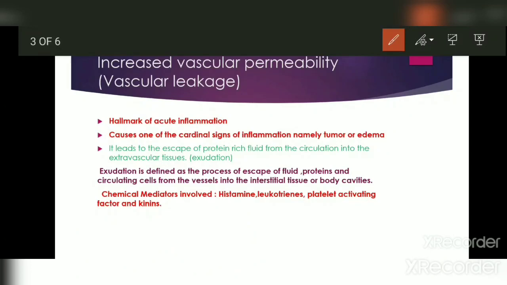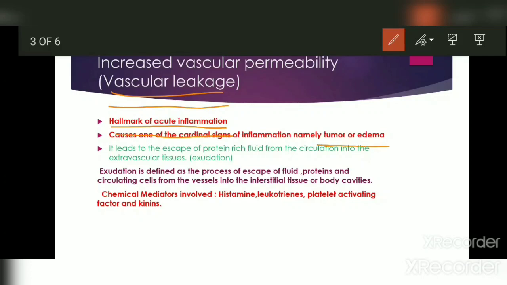So next we are going to talk about increased vascular permeability. Basically, increased vascular permeability of the microvasculature, we are actually referring to vascular leakage here. Increased vascular permeability is the hallmark of acute inflammation. It causes one of the cardinal signs of inflammation, namely tumor or edema.